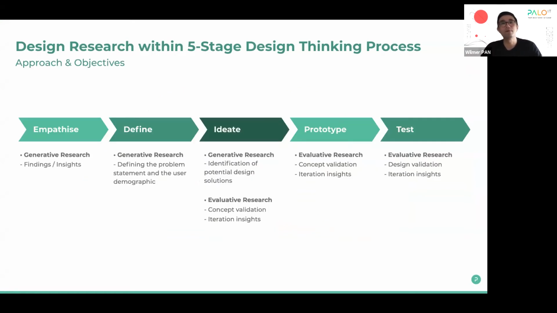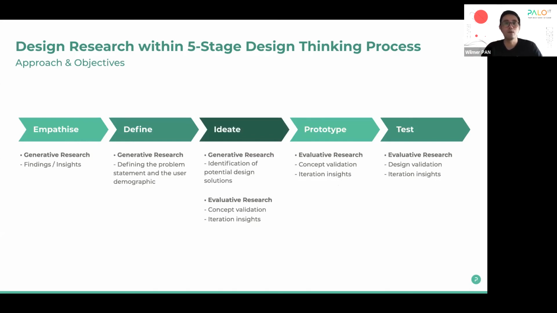Using this as an example, here is how we can apply generative and evaluative research within each stage. As you can see on your left, the first two stages, empathize and define, are all about identifying and defining the problem space. This is where we want to make sure that we have correctly set the groundwork before we jump into designing anything. On the other hand, the last two stages, prototype and test, are all about evaluating and validating our design solution.